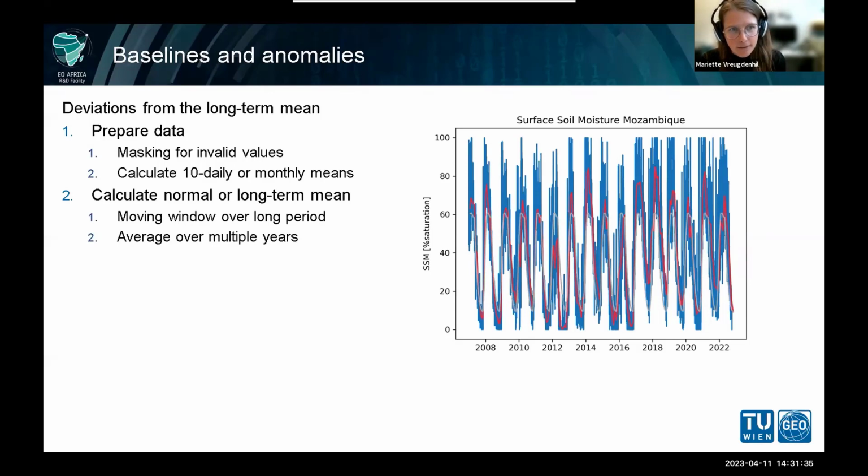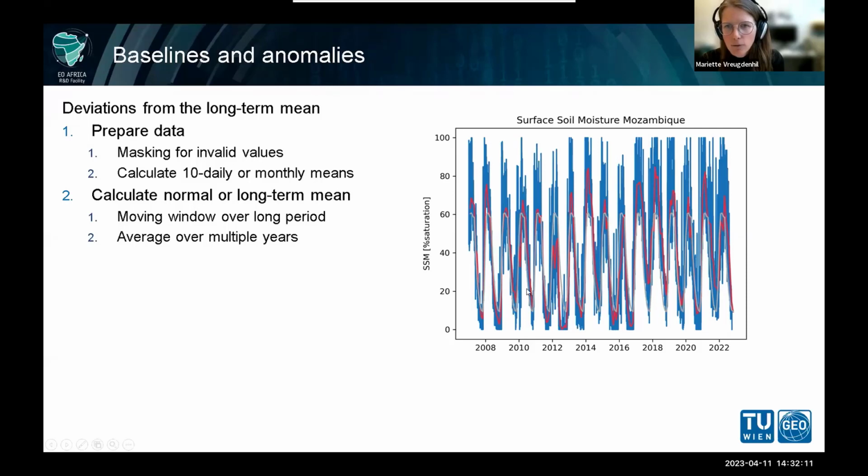The next step is then to calculate the normal or the long-term mean. This can either be a moving window over a long period, or to calculate the average over multiple years. So this means that for every January, for the years that you have your data, in this case from 2007 till 2022, you calculate the average for January, and you do this for every month. This is how you can get the climatology or the seasonality, and this is what we see here in gray, right?